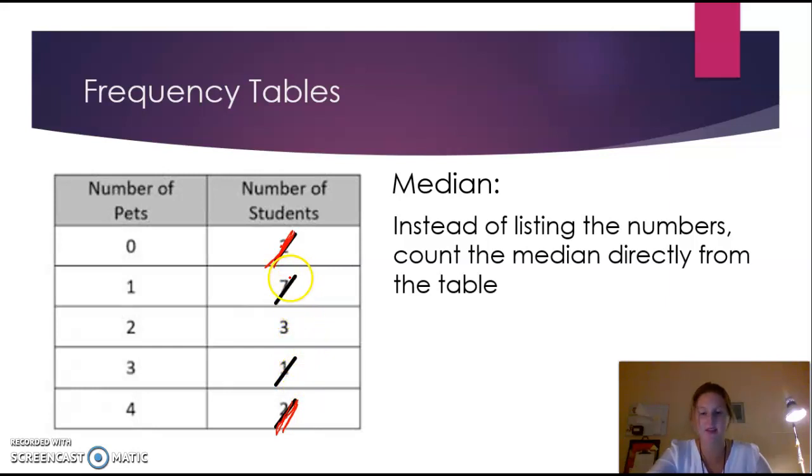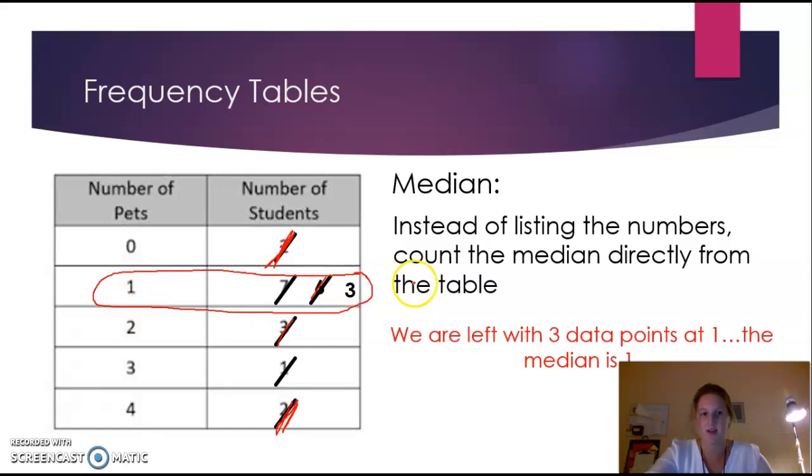So you just cross out the 7 and take 1 out. So now you're left with a 6. And then you cross out the 3. And then you subtract 3 from the 6, and you're left with 3 dots at 1. So the middle number is 1 because you're left with 3 ones.